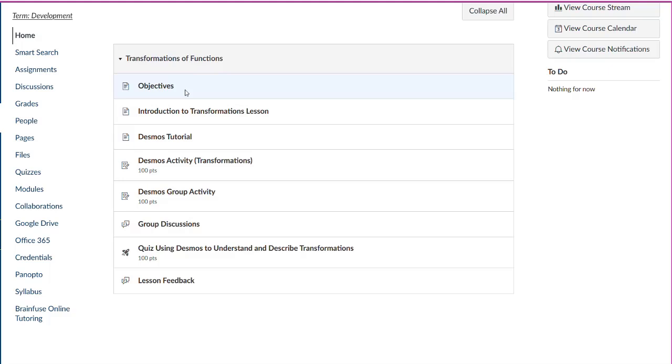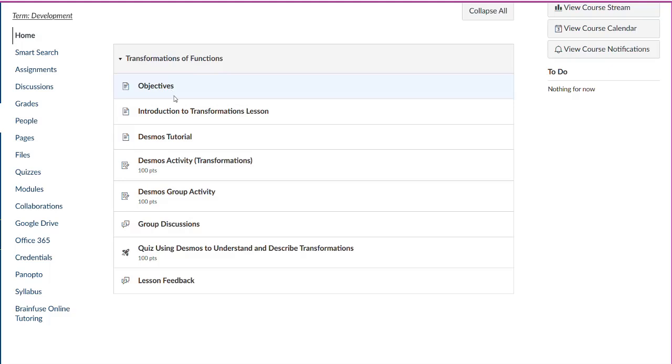So whenever you're using Desmos, you can either embed the content within Canvas or use links. I decided to use links. So again, looking at the course, I started by defining what would be covered in this particular lesson. I had an introductory lesson where I illustrated Desmos as well. So I taught them the concepts of transformation. I used Desmos to illustrate so that they could see it. And then I provided a tutorial on using Desmos.